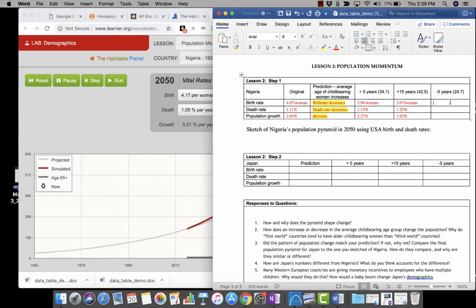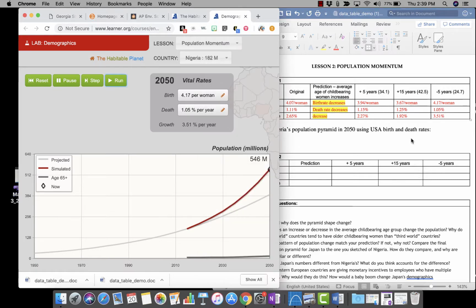Okay, so this is going to give us 4.17 per woman. And then we're going to have 1.05%. And then 3.51%. Okay, so the growth is going up a lot.